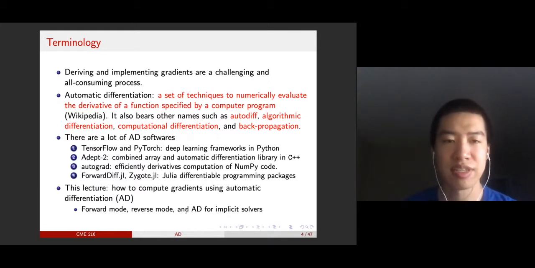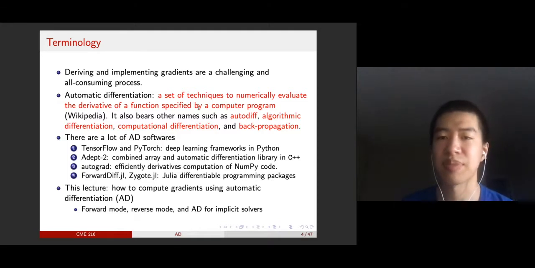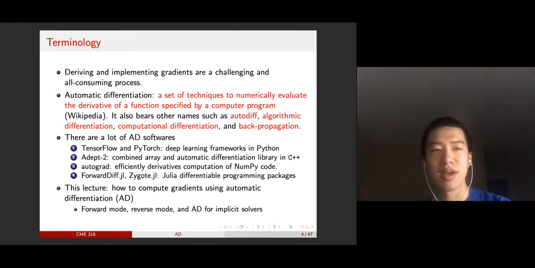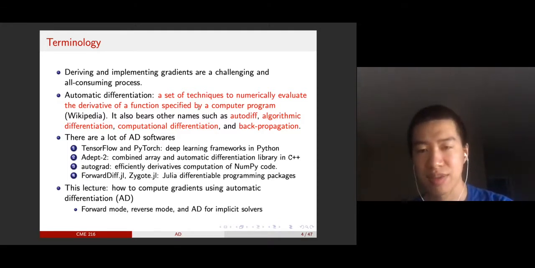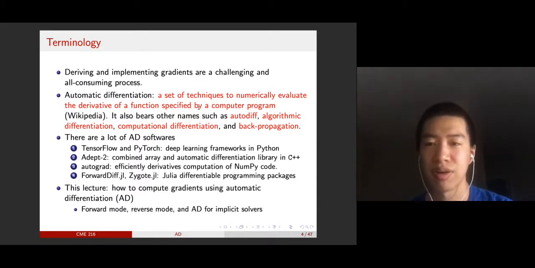Automatic differentiation is a way to compute the gradients automatically to alleviate this time-consuming process. The formal definition is a set of techniques to numerically evaluate the derivative of functions specified by a computer program. However, it also has many other names, as you can see from the internet materials, like AutoDiff or algorithmic differentiation or computational differentiation or backpropagation. It also bears other names.